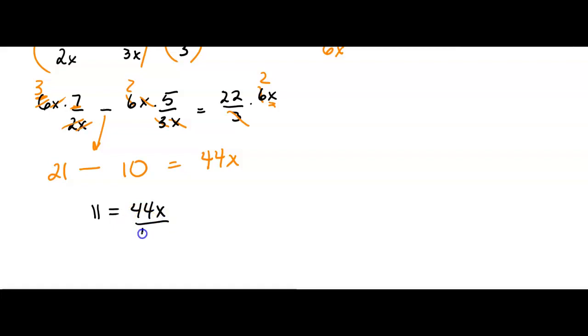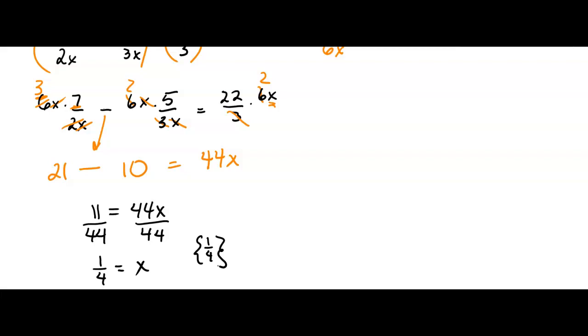I'm going to divide both sides by 44 because I'm trying to get x by itself. I'm going to reduce that fraction on the left. And so I get 1/4 equals x. Now if we put it in set notation, we would just do it like this. Or maybe we would write x equals 1/4. Okay, and that's great. That's a lovely answer.